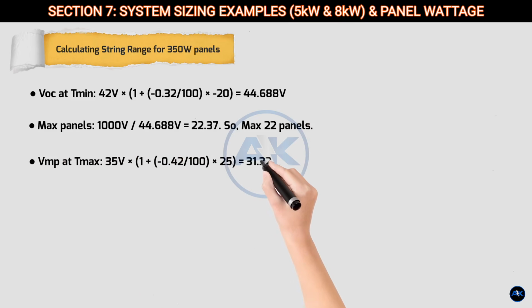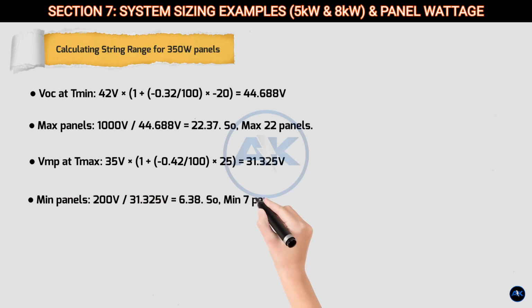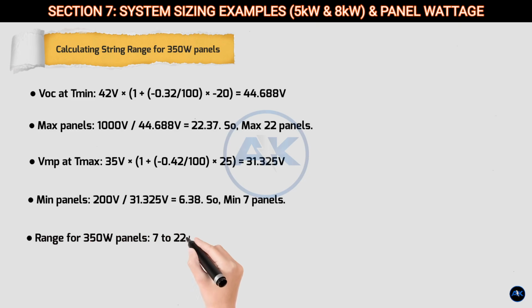1 plus negative 0.42 divided by 100 times 25 equals 31.325 volts. Minimum panels: 200 volts divided by 31.325 volts equals 6.38. So minimum 7 panels. Range for 350 watt panels: 7 to 22 panels.